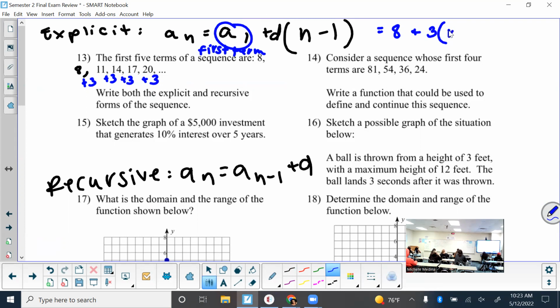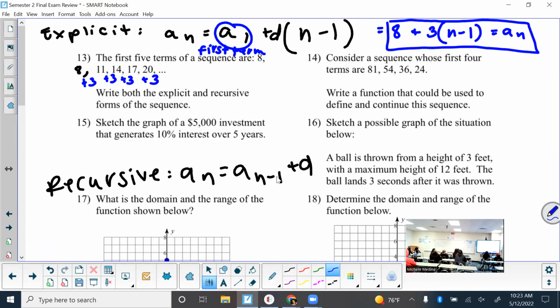Parentheses n minus 1, and the n can be basically for any number. All right, it's for your nth term. So here is the explicit formula for number 13. So if it asks for maybe like the 20th term, then I would just make the n 20 and solve for the 20th term. But this one just asks for the rule.